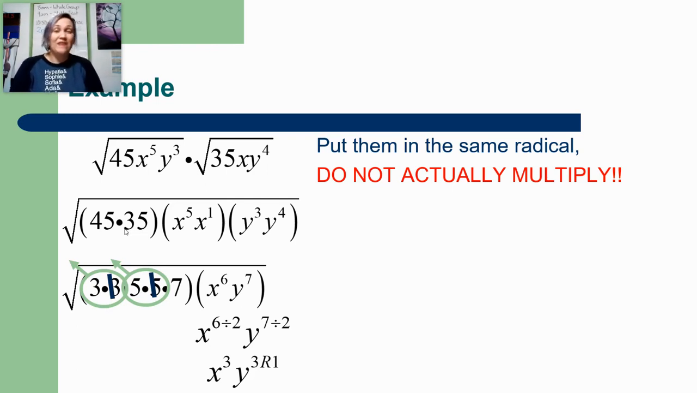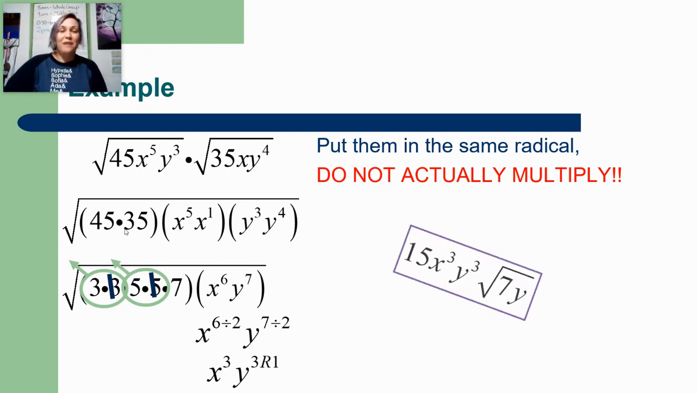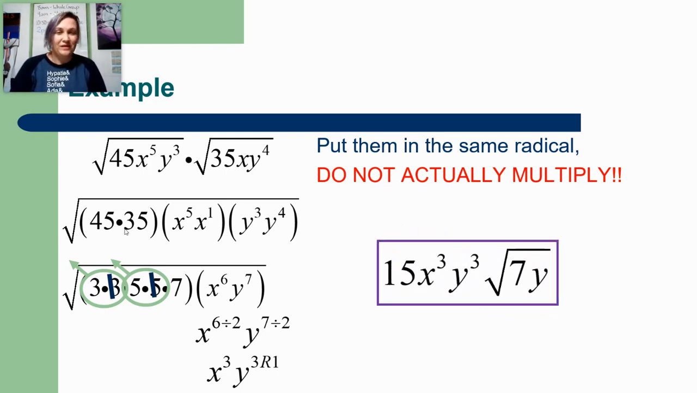So on the outside, I have a 3 times 5, also known as 15. I have an x to the 3rd and a y to the 3rd. On the inside, I have a 7 and my remaining one letter y. Please notice the space between the y to the 3rd and the radical symbol so that I can very clearly see this exponent belongs to the letter y. It is not an index on the radical.